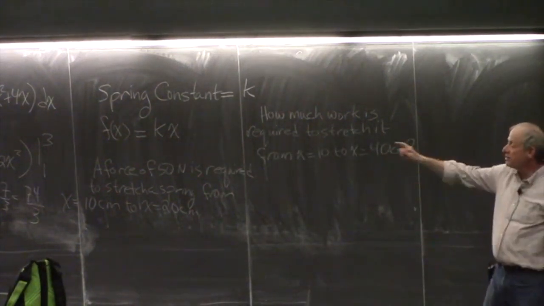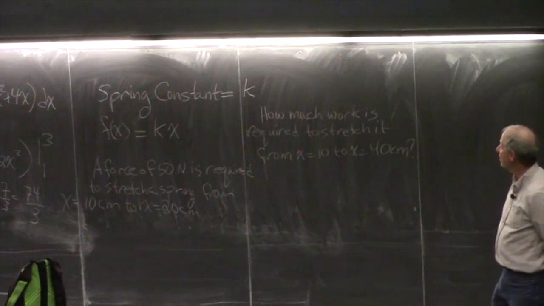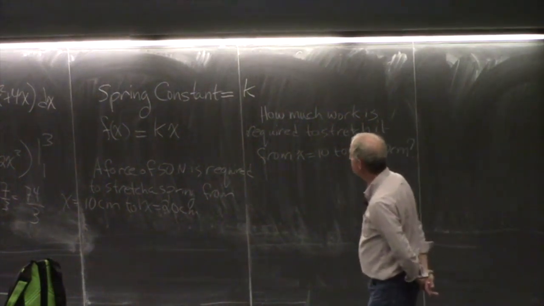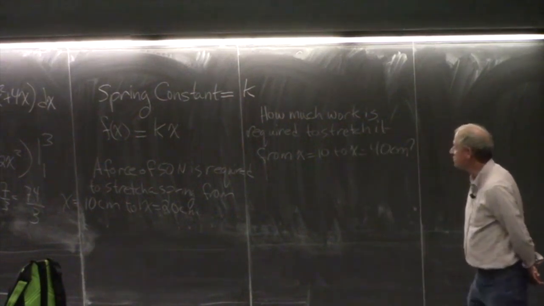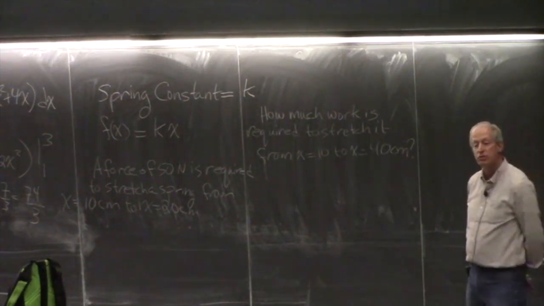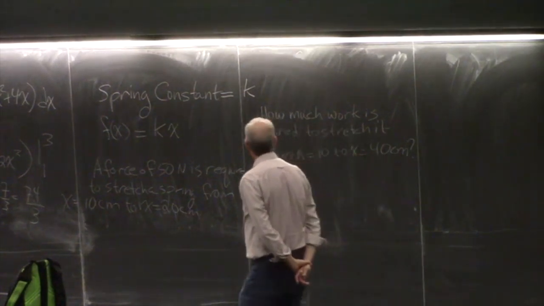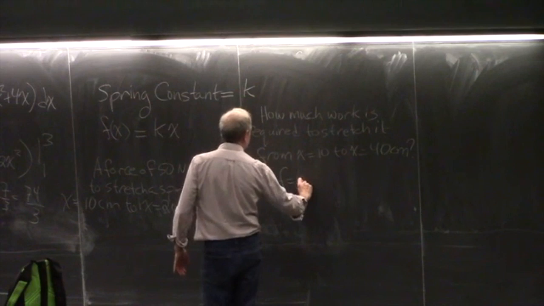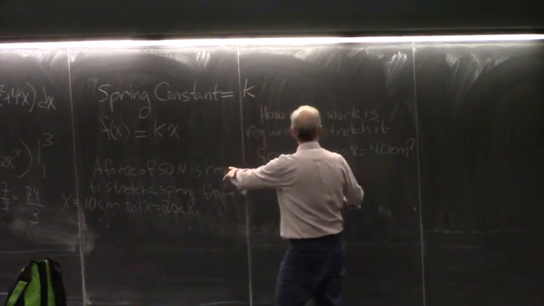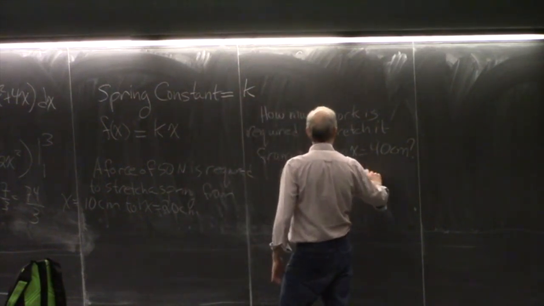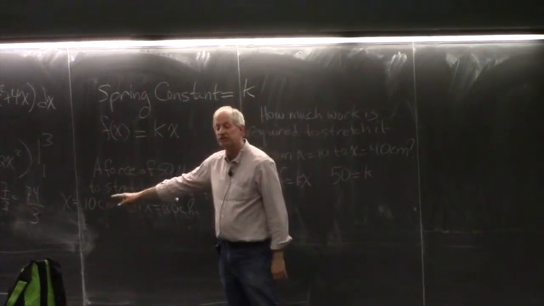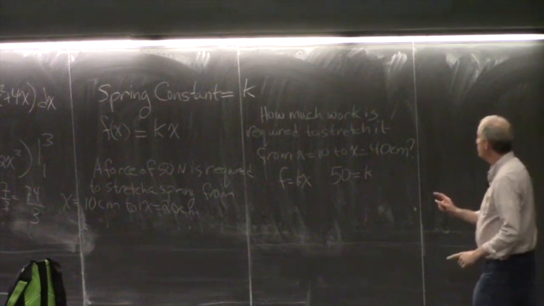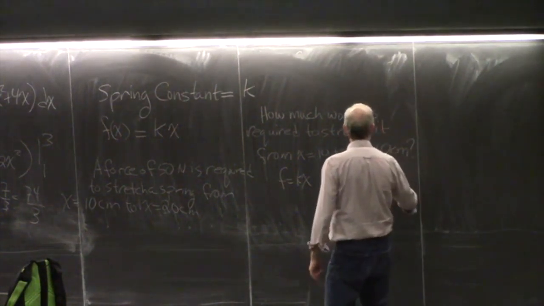So again, remember we do the integral from a to b of the force times dx, just to figure out what the force is. I told you a force of 50 newtons is required to stretch the spring from 10 centimeters to 20 centimeters. So we know F equals kx. That's a distance of 10 centimeters, which is 0.1 meters.